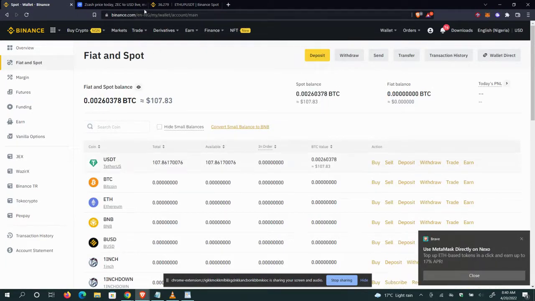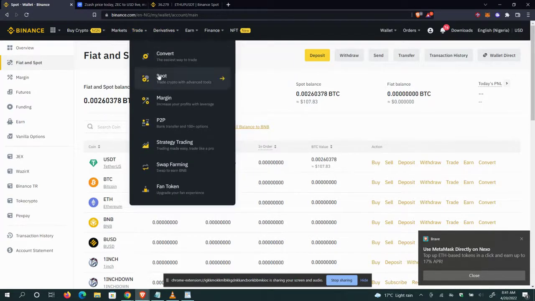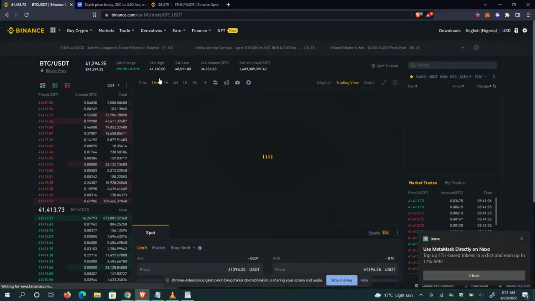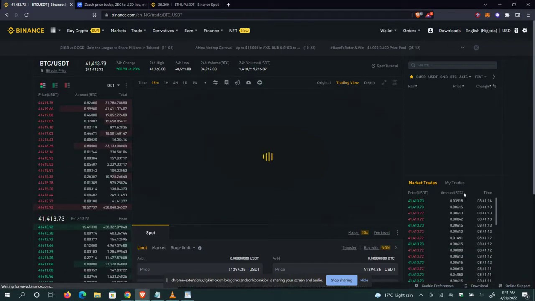Now let's head on to spot. We go to trades. For you to get to your spot, you go to trades, you come to spot, and you go on spot. That is how you get on your spot market. I'm going to use BNB as an example. So this is how the spot platform is used.